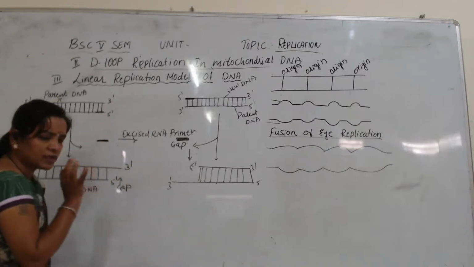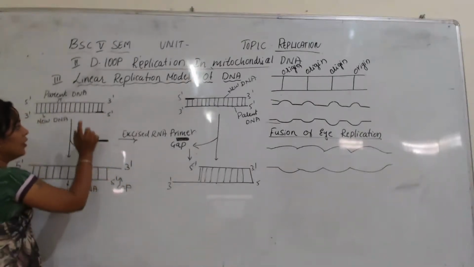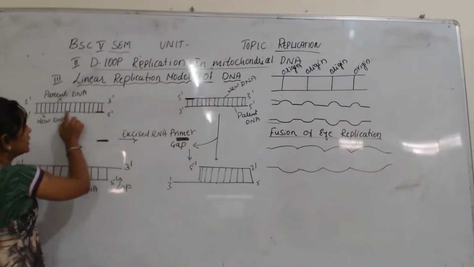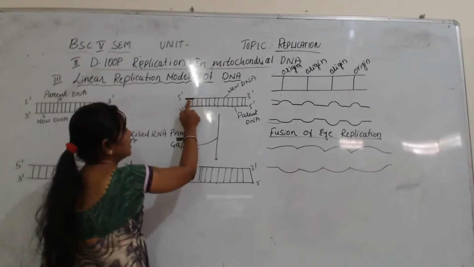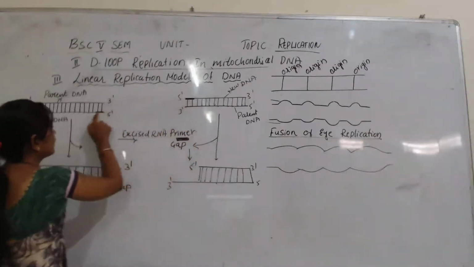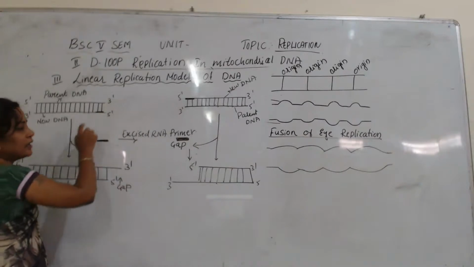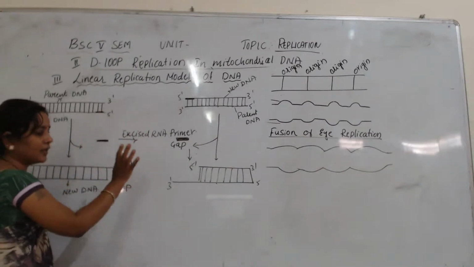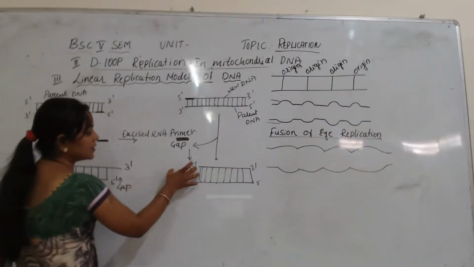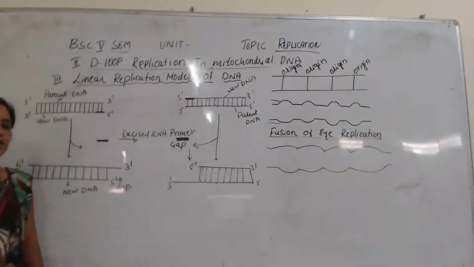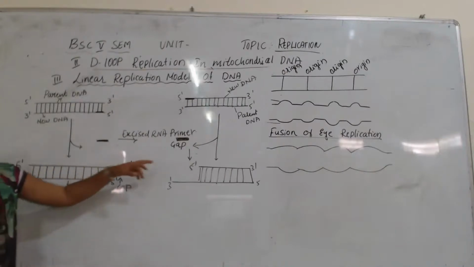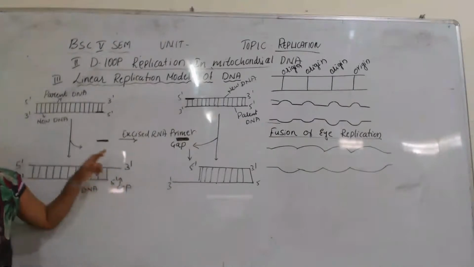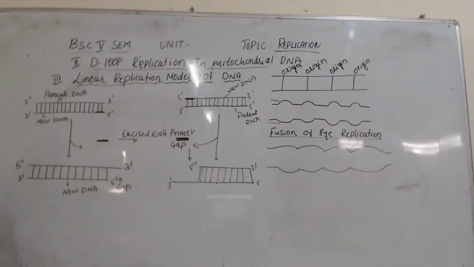So, very simple, this is the linear. Always the new strand at the terminal. This is the new strand. At the terminal of the 5 prime, there will be a new gap. And this will not be filled, and it will remain as a gap itself. Hence the 5 prime end remains short in the new DNA.